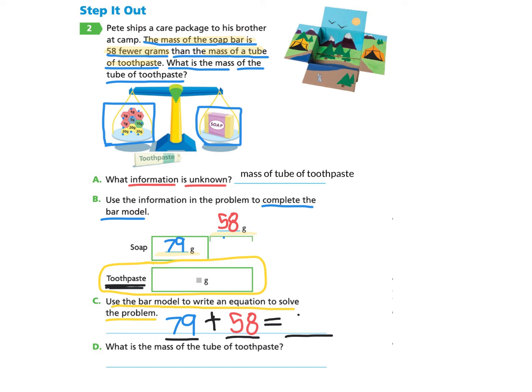And when you come back, you will find that the answer is 137. So we can now answer Part D, which asks, what is the mass of the tube of toothpaste? And we can answer 137 grams.